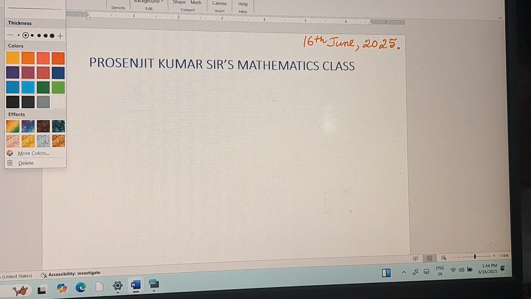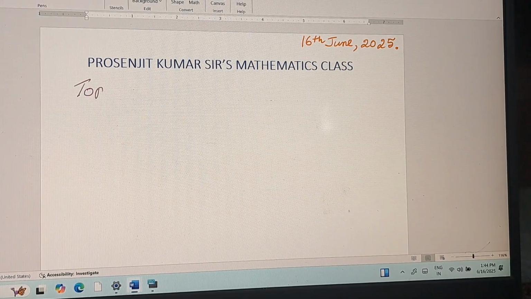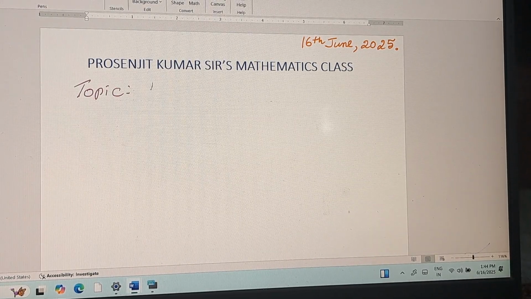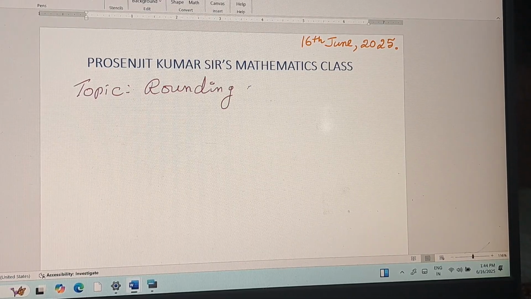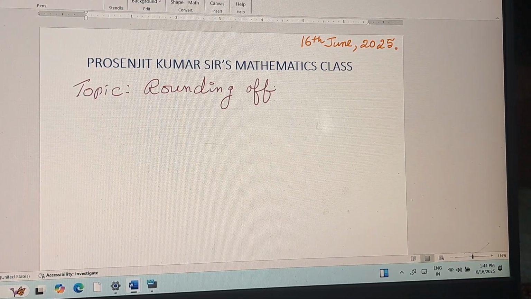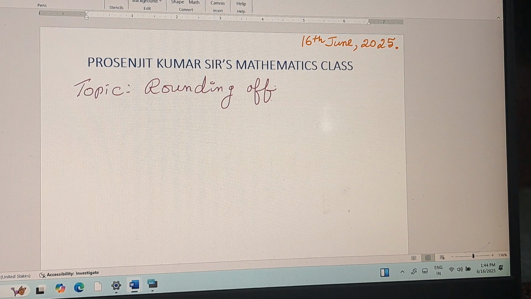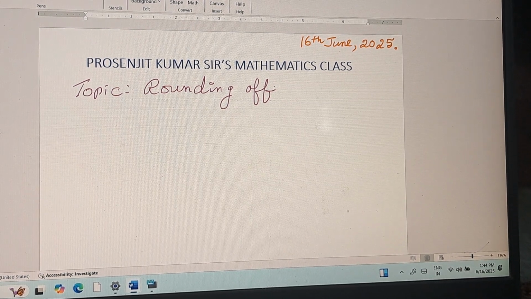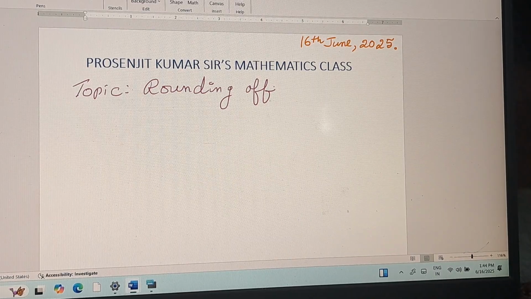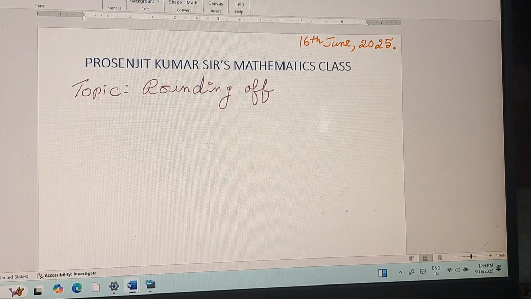So today we will start. The topic is rounding off. So students, what do you mean by the word rounding off? Rounding off means a number which we adjust to a simpler approximate value while keeping it relatively closer to the original number. So this is the concept of rounding off.